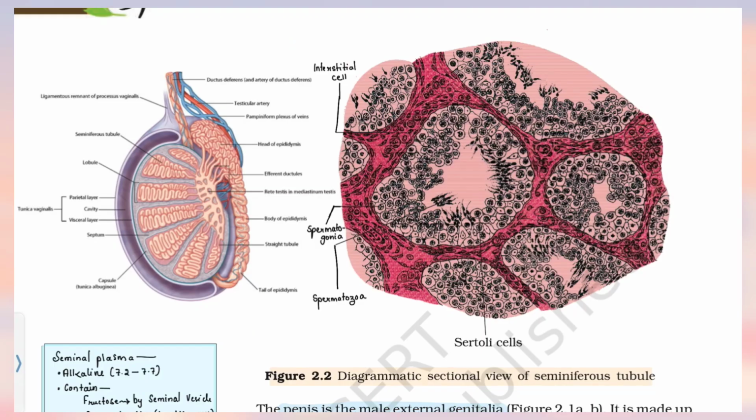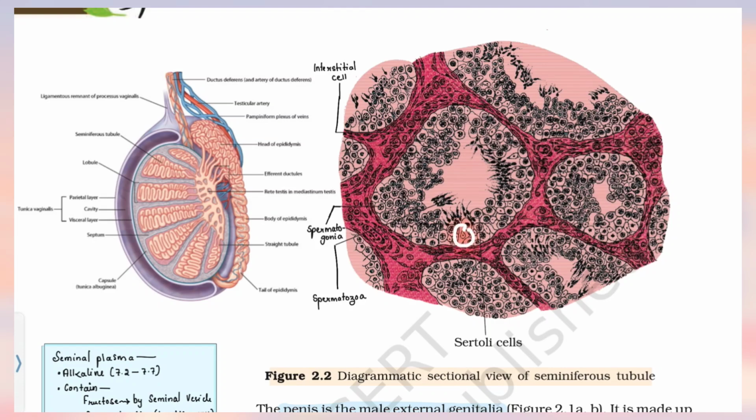Now let's discuss the microscopic structure of the seminiferous tubule. These cells present outside the seminiferous tubules are the interstitial cells, also known as Leydig cells. Their main function is to secrete the male hormone testosterone, which regulates spermatogenesis. Near the basement membrane of the seminiferous tubule, we find spermatogonia. These are the male germ cells. They divide mitotically to maintain the sperm-producing cell population. As spermatogonia move towards the lumen, they undergo differentiation and maturation. This gradual transformation is the core of spermatogenesis.